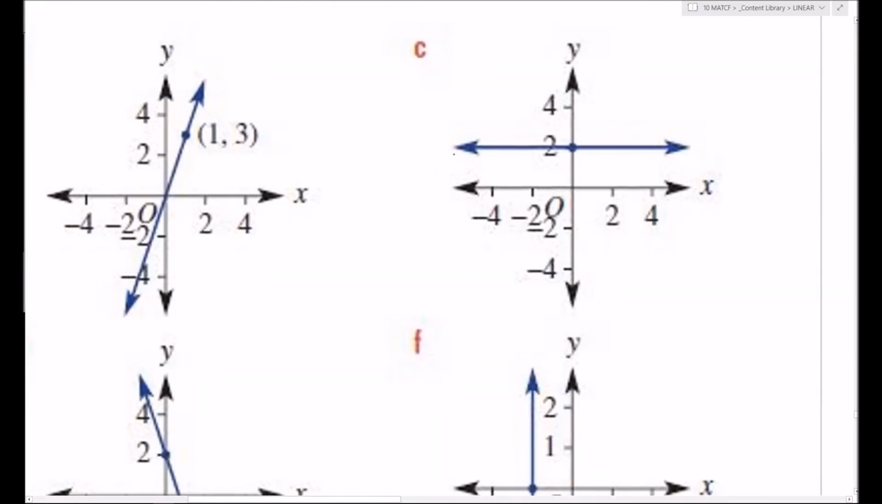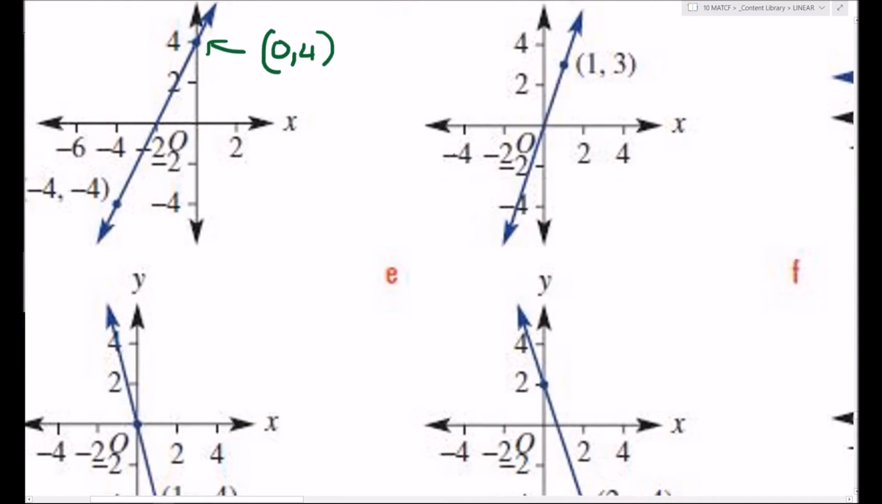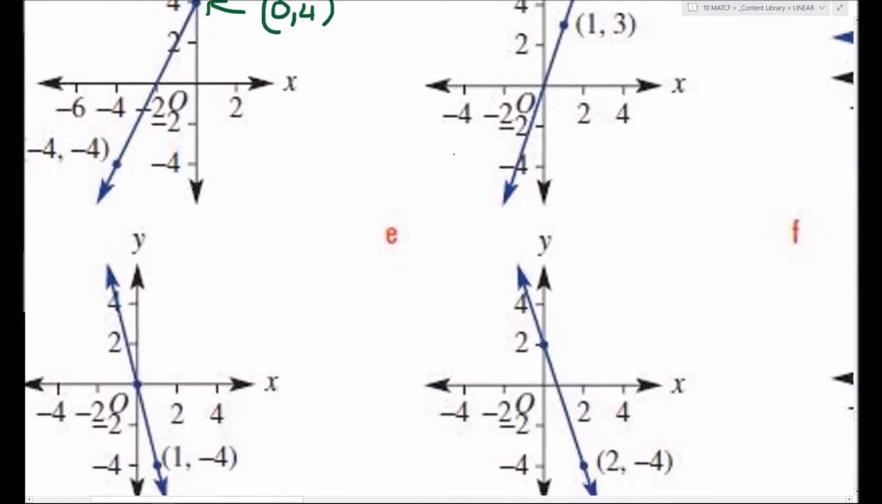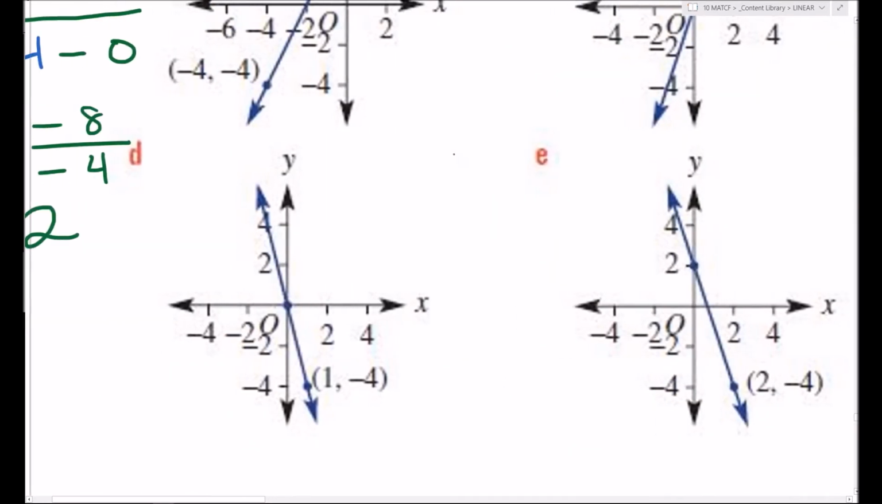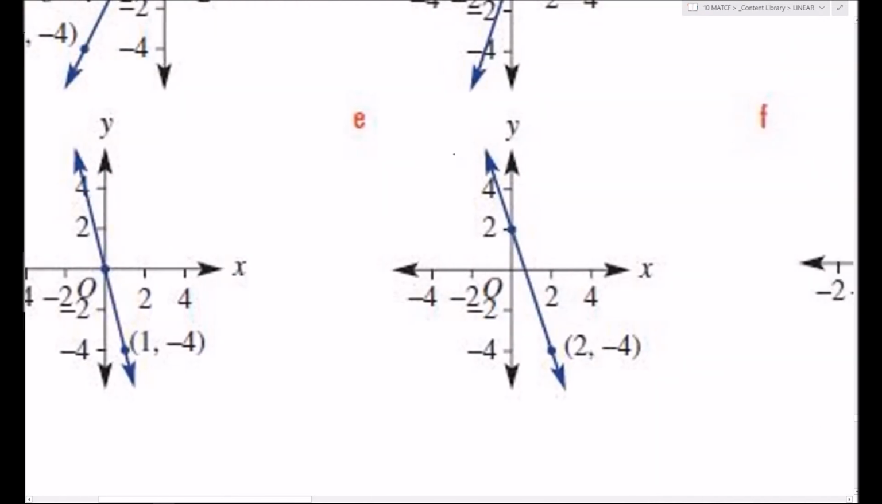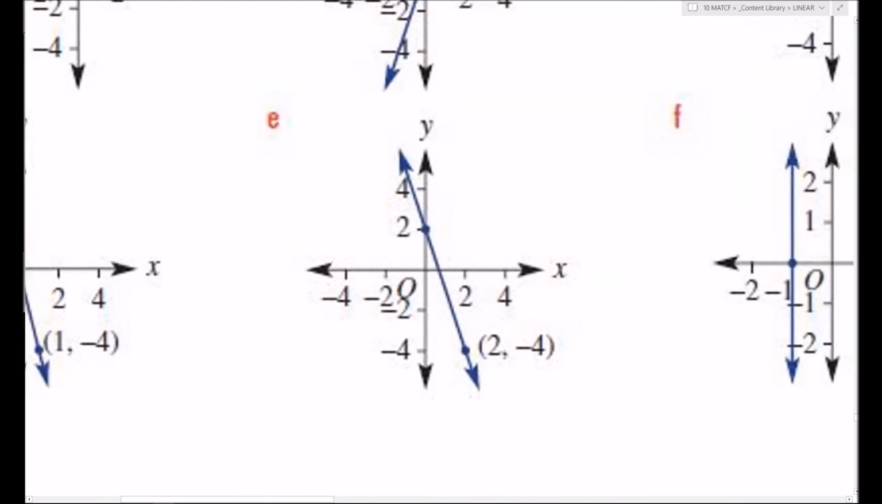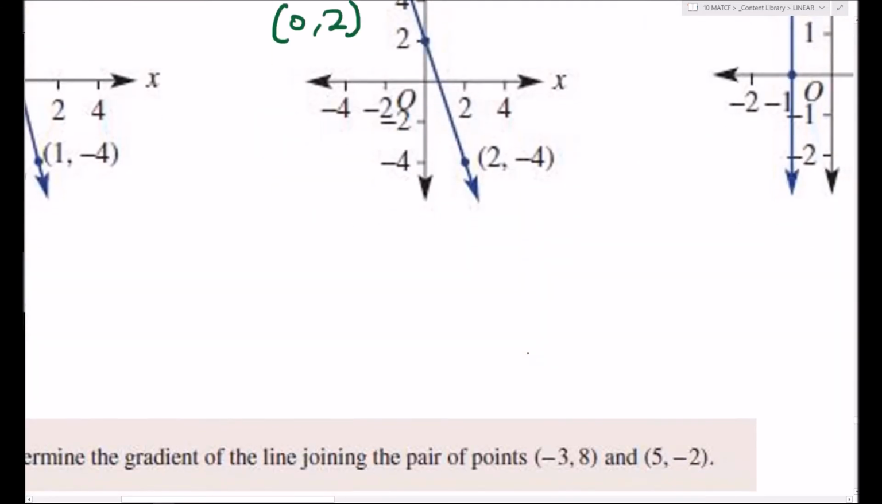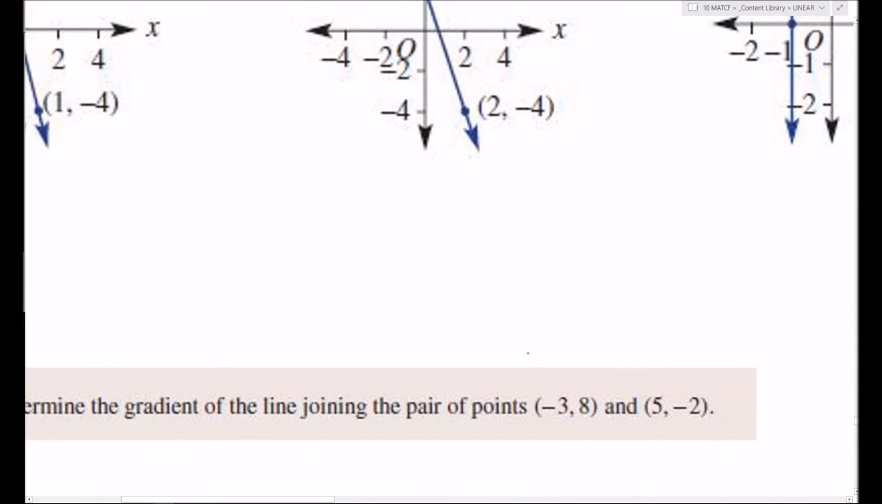All right, let's go with another example here. I might not go through all of them, but let's try E. So here are my two coordinates for E. I've got 0, 2 for this y-intercept, and then I've got 2, negative 4. Okay, so let me write down my two coordinates there.